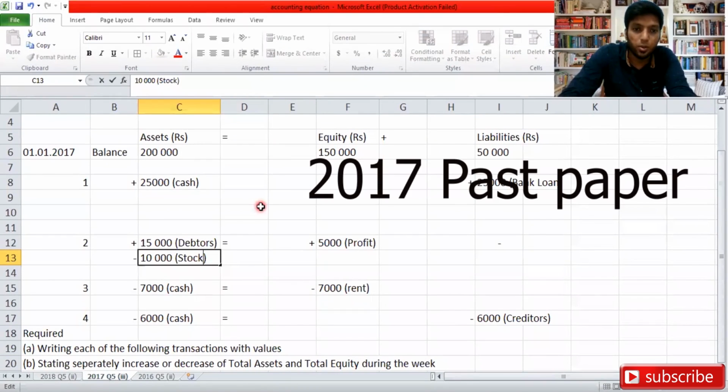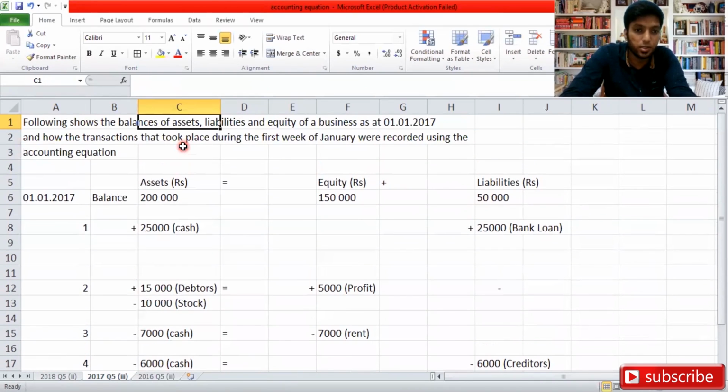Let's move on to the sum now. It is the 2017 question. So now, 2017 question, let's read it together. The following shows the balances of assets, liabilities, and equity of a business as at 1st January 2017, and how the transactions that took place during the first week of January were recorded using the accounting equation.